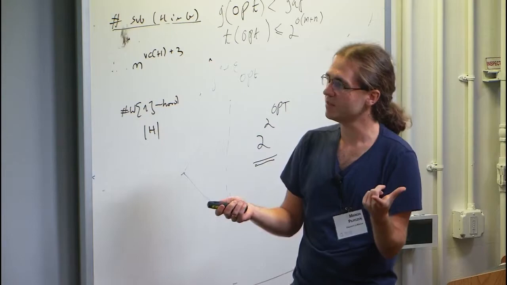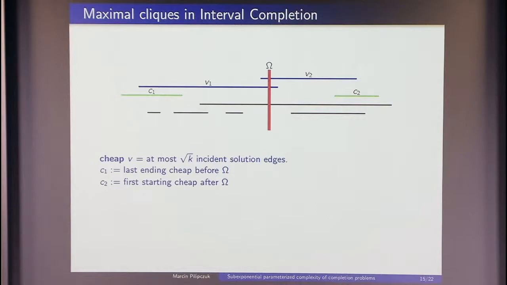Looking at this clique, I want to define the last cheap vertex before the clique and the first cheap vertex after the clique: the last endpoint of a cheap vertex and the first starting point of a cheap vertex up here. So there are the green ones. Now if you look at the area between the maximal clique and this cheap vertex, only the expensive vertices can end here. So there are only 2 square root of k ending vertices here. Let's call them V1. And the vertices that start here need to be expensive. Let's call them V2.